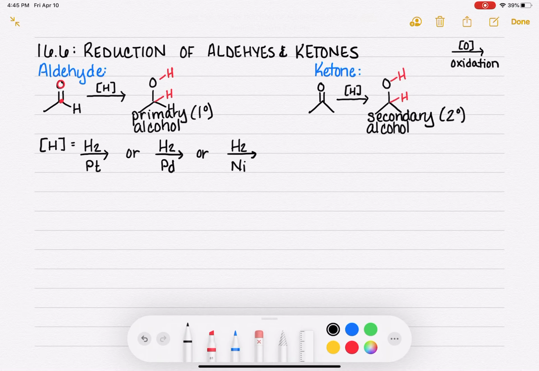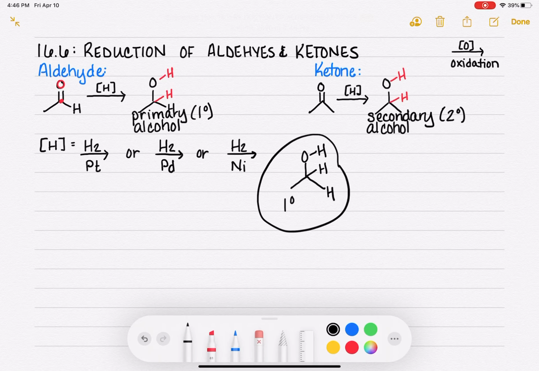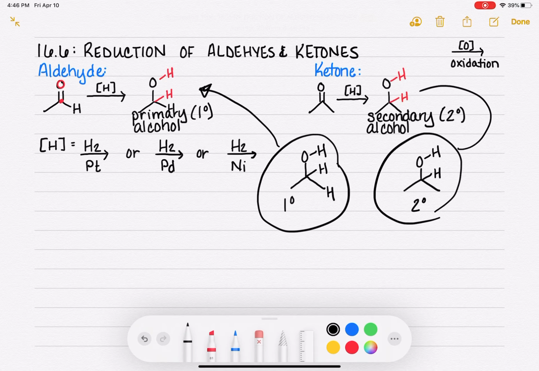And let me show you a little bit about the difference between the secondary and the primary. So what I'm going to do is redraw these two alcohols without the red, because I think that makes it a little bit distracting. So this is the primary alcohol that I've redrawn right here. And then I'm going to draw the secondary alcohol over here. So here's our secondary. And this is the same molecule right here. I just drew it without the red.